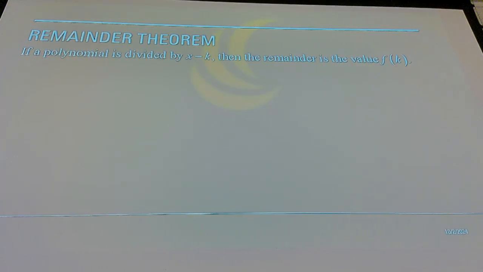This also allows us to evaluate polynomials in a much simpler way. Just divide the polynomial by x minus whatever the value is. Its remainder is what you're looking for. This leads into the factor theorem.